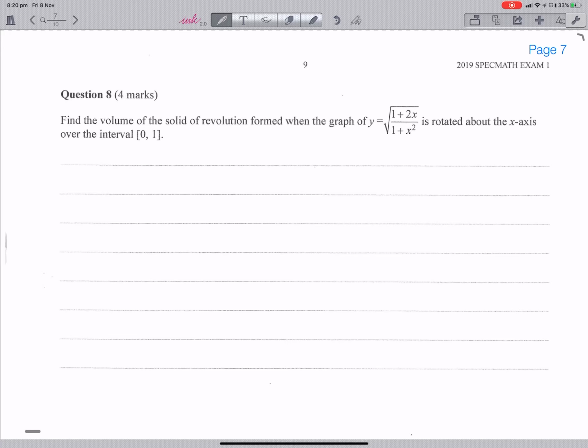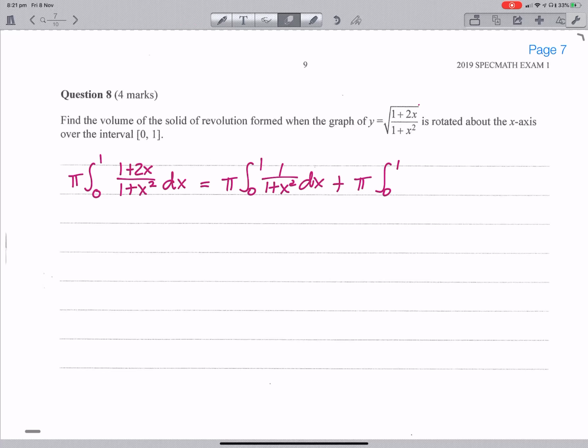Okay, find the volume of a solid of revolution formed by that when it's rotated about the x-axis over an interval of 0 to 1. So, 0 to 1, pi, 1 plus 2x, because we've got to square that, 1 plus x squared dx. Now that looks like we've got to separate it. 0 to 1, 1 on 1 plus x squared dx, plus 0 to 1, 2x. These both work out nicely.